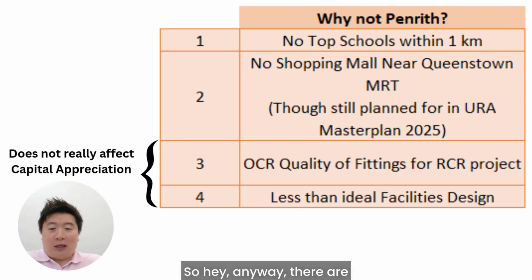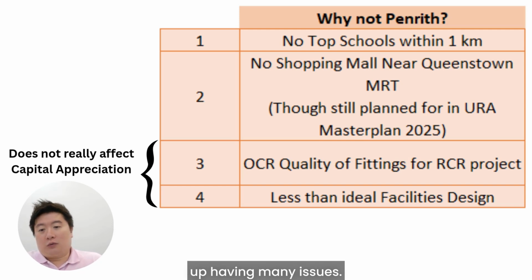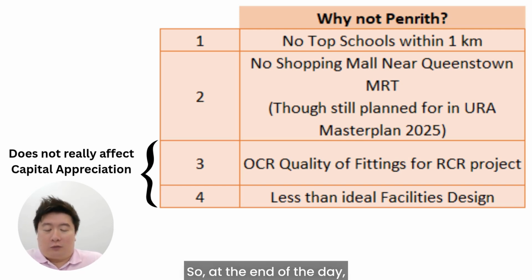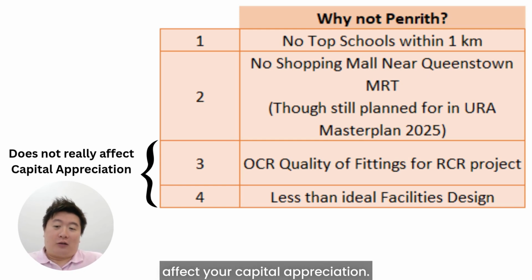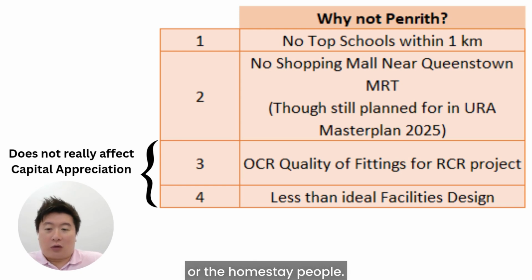Anyway, there are people who use products that are so-called less reliable and yet they don't encounter any issues. And there are people who use reliable products and end up having many issues. Lemon products. So at the end of the day, it's down to your luck. But thankfully, this does not really affect your capital appreciation. It only affects people who are actually using it, who are the homestay people.